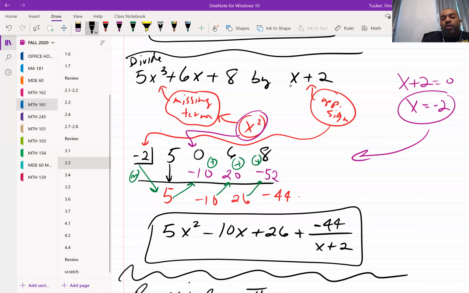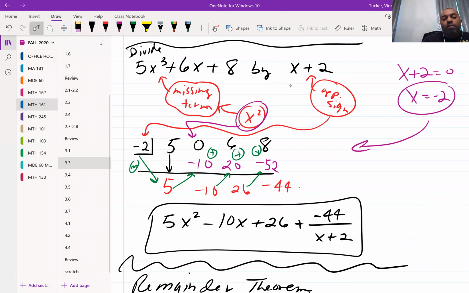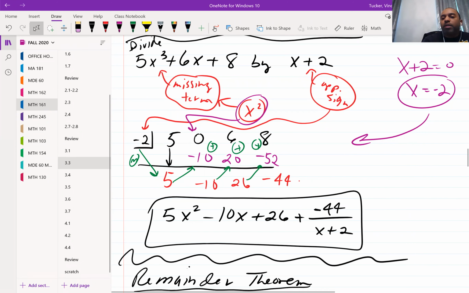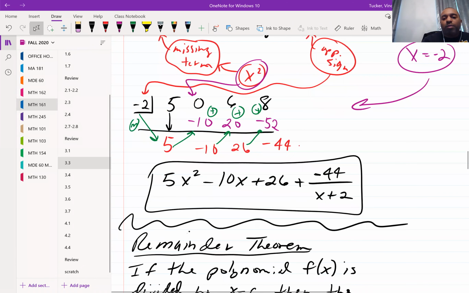All right, questions? Any questions? This is going to take us into the remainder theorem. Still going to be doing synthetic division, but introducing, like I said, the remainder theorem.